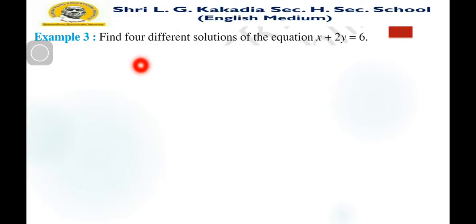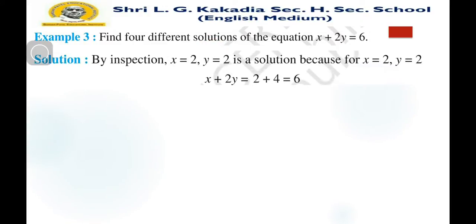So here we are asked to find 4 different solutions. Let us take values of x and y. By inspection, x is equal to 2 and y is equal to 2 is a solution, because if we put x is equal to 2 and y is equal to 2 in the equation, we get x plus 2y, that is 2 plus 2 into 2, that is 4, 4 plus 2 is equal to 6. So RHS and LHS are equal, so we can say that 2 comma 2 is a solution of the given linear equation.